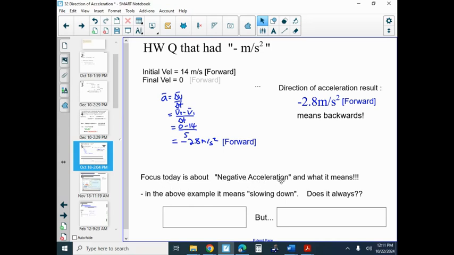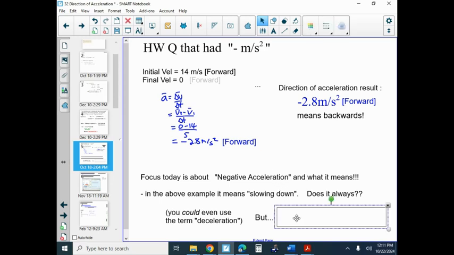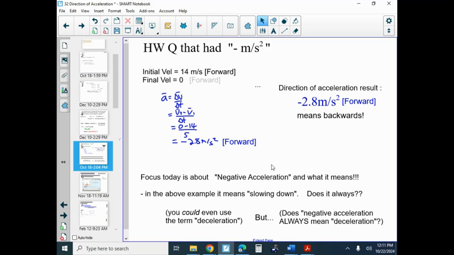So the focus is about negative acceleration and what it means. In the above example, it meant slowing down, went from 14 down to 0. Would negative acceleration always mean slowing down? You might even call it deceleration, which is correct in this case, right? But as you'll see when we go through this lesson, the answer is no. Does negative acceleration always mean deceleration? Does negative acceleration always mean slowing down? And the answer is no. Okay.